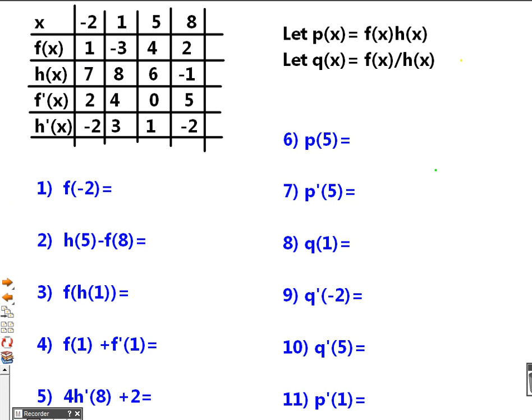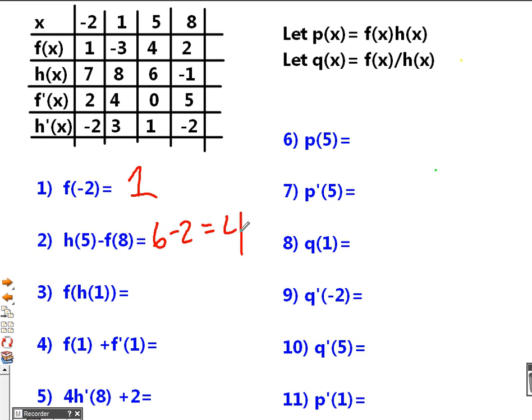And the final one. These are the fun ones dealing with the chart, but they're really pretty straightforward and simple. In this chart, first, f of negative 2. Here's f of negative 2. You just read it off. It's just 1. That's easy. Number 2, h of 5 is 6 minus f of 8 is 2. So 6 minus 2 is your answer of 4.